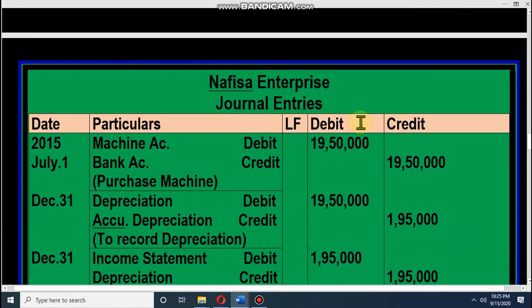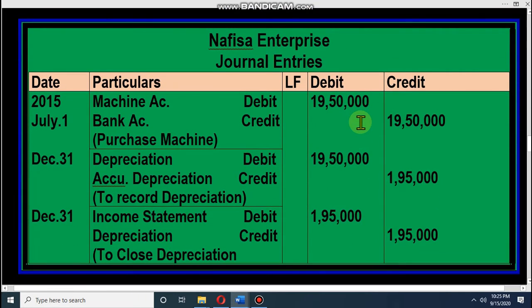Now, journal. How you can prepare the journal, dear student? Last class I gave the fixed journal for this. If you buy any asset, asset account debit and bank account credit. That means whatever asset, here it is machine. If it is furniture, furniture account. If it is building, building account. Whatever asset we have purchased, the journal is that asset account debit, bank account credit.